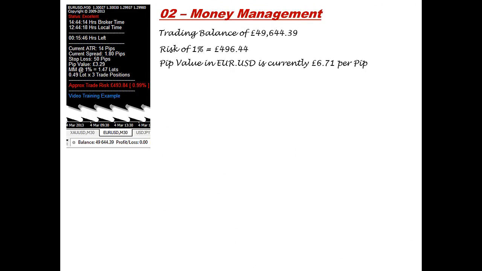Okay, this account is running in pounds sterling and the trading balance is £49,644. The risk of 1% would be £496 and the pip value in euro US dollars is currently £6.71 per pip. So how do we get £6.71 per pip?